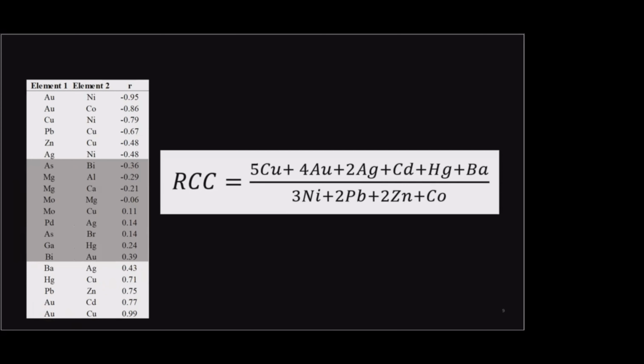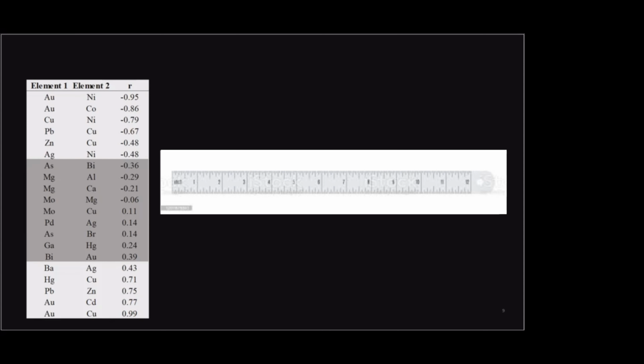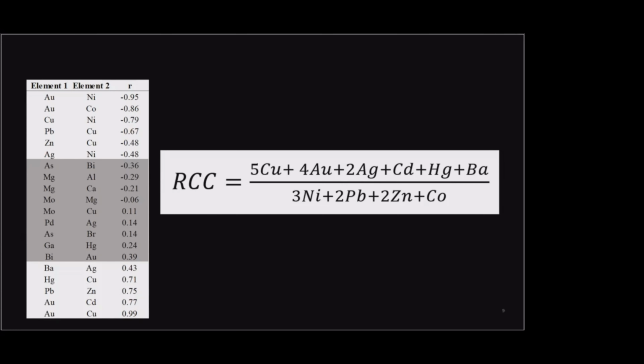Okay, now I'm going to explain how we can make a graphical representation of this coefficient, which is an excellent tool to interpret the mineralization and sometimes even the geology. In order to do this, we're going to need to have a circle, a ruler, and some colored pencils. And of course, a little sheet of paper.